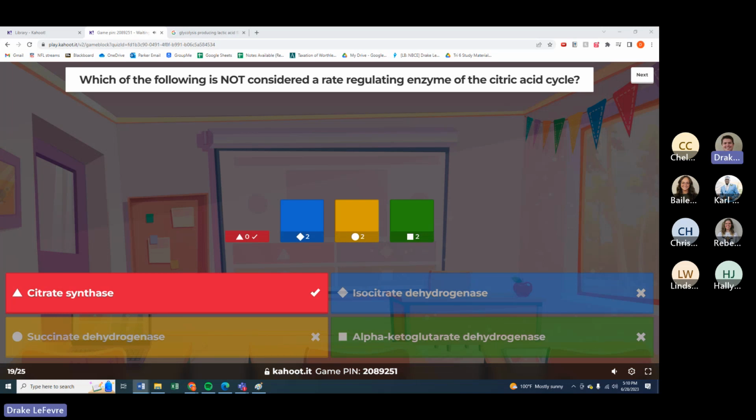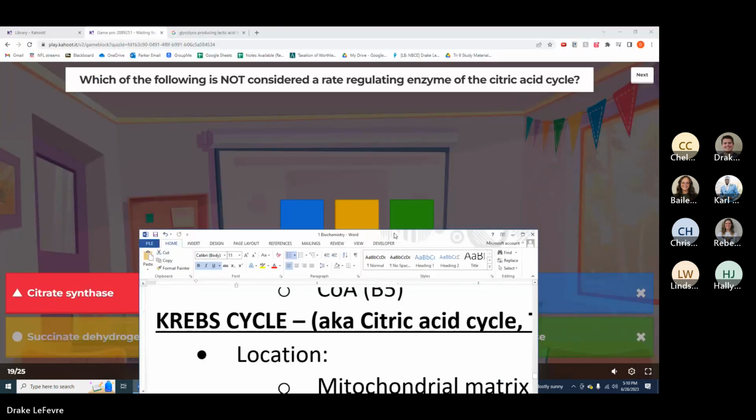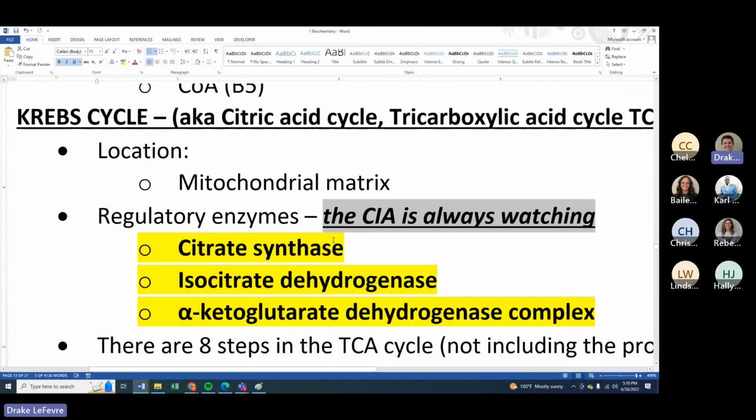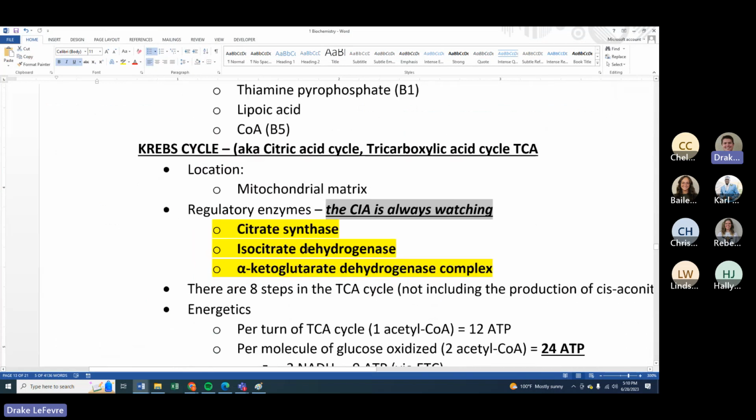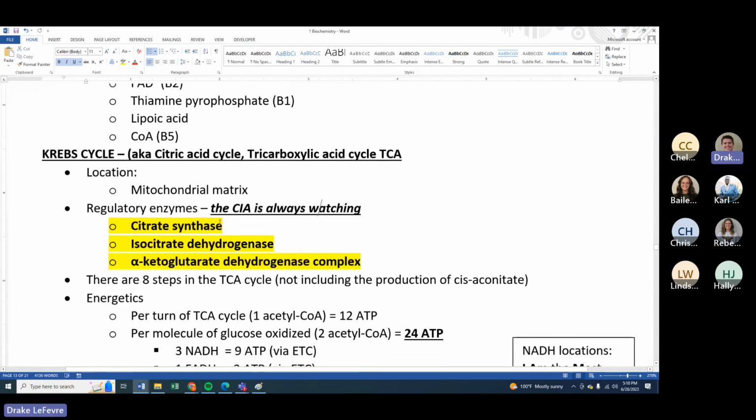I gotcha. Okay. So the regulatory enzymes for the Krebs cycle. Little mnemonic for you: the CIA is always watching. The CIA. So our citrate synthase, isocitrate dehydrogenase, and the alpha ketoglutarate dehydrogenase complex. Again, this is just another little memorization thing. Hopefully keep this in mind. The CIA is always watching.